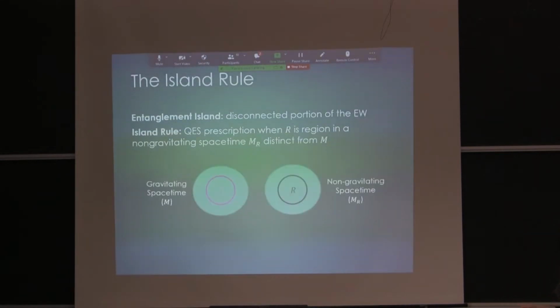And this is the case where there is a gravitating spacetime and a non-gravitating spacetime, and the region R for which you're computing the entropy using the quantum extremal surface prescription is in fact a region inside this non-gravitating spacetime. And in this case, the quantum extremal surface prescription reduces to the following. The entanglement wedge of this region R is given by R itself plus potentially an island in the gravitating spacetime. This could be the empty set. And then the generalized entropy still needs to be stationary, and that island needs to be chosen such that the generalized entropy is minimized, just like before.